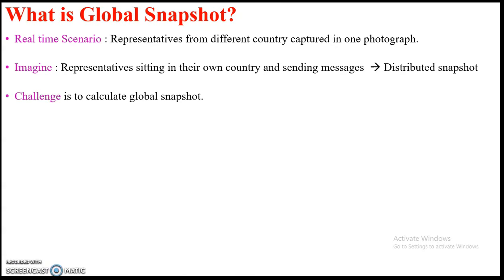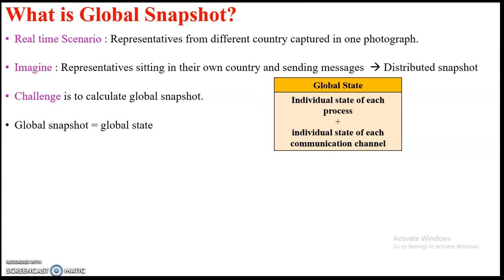So here the challenge is to calculate global snapshot. What is a global snapshot? Global snapshot is nothing but a global state. Now global state is nothing but individual state of each process plus individual state of each communication channel.